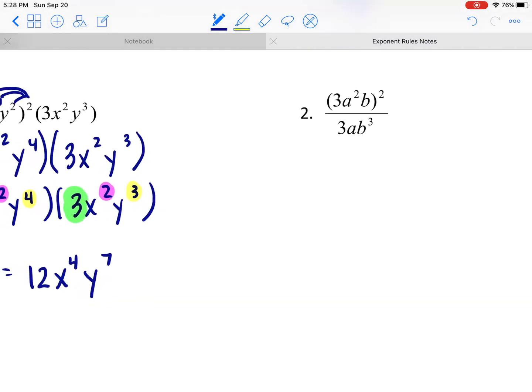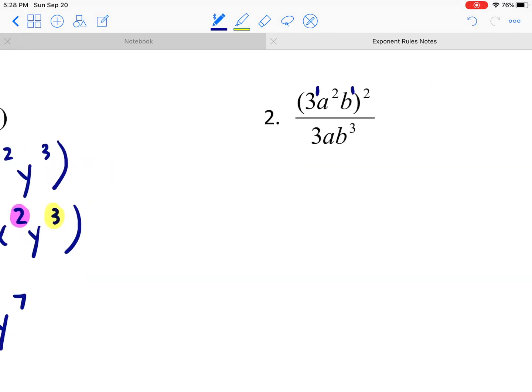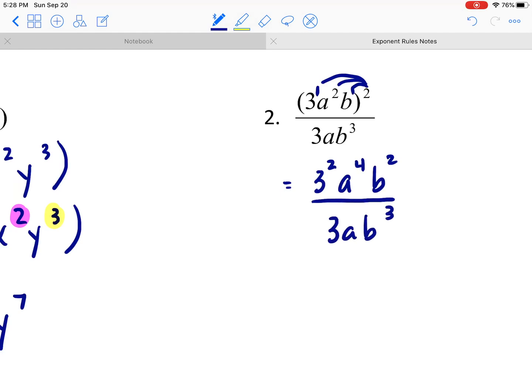Okay? Number 2 is pretty similar. I see a power rule on the top, and then there's obviously quotient rule in here, but exponents have to happen before division. So let's take care of that power rule on the top. All of these exponents on the top are going to be multiplied by 2. So 3 squared, a to the 4th, b squared. So we have 3 squared, a to the 4th, b squared on the top in the numerator. And then we still have our 3ab cubed in our denominator.